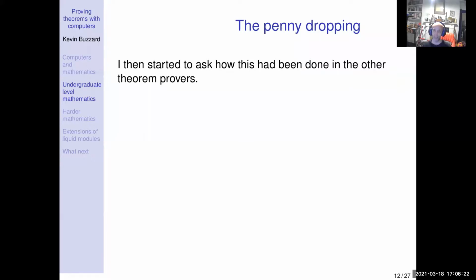other theorem provers. So I started asking around to see how these have been done in other theorem provers, because Lean is very new. Lean was only written in 2015, so it didn't really have a maths library. Some of these other systems have got very big maths libraries. But it turned out that it hadn't been done in any of the other theorem provers, which I thought was funny because this is standard MSc level mathematics as far as I'm concerned.